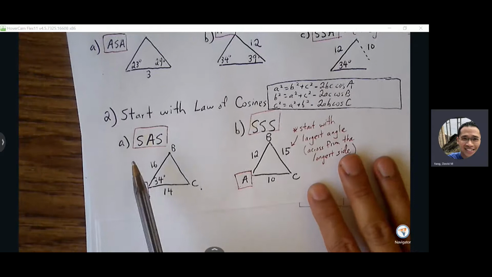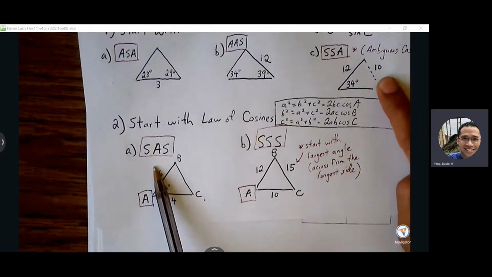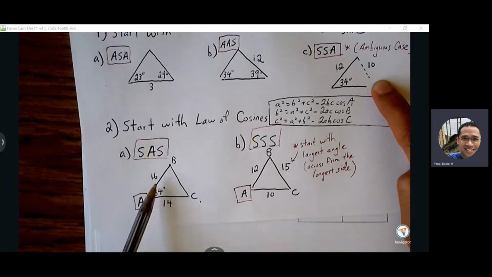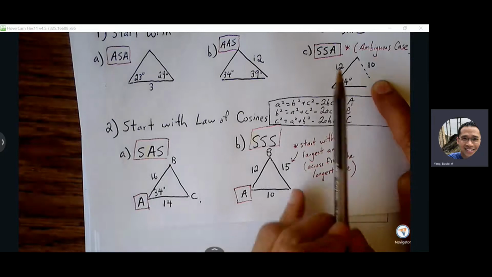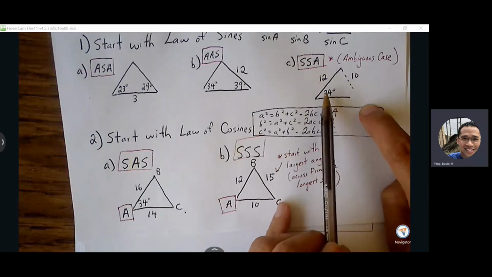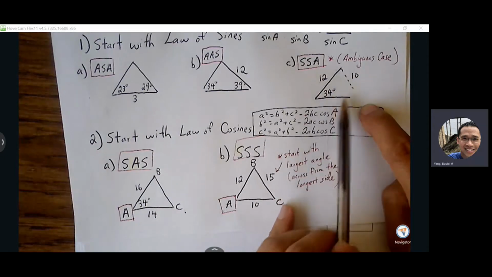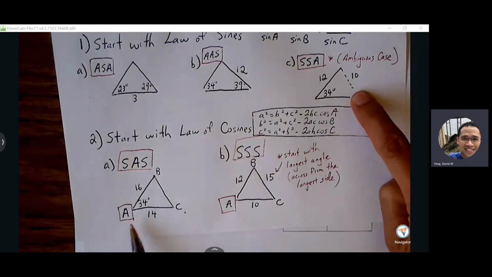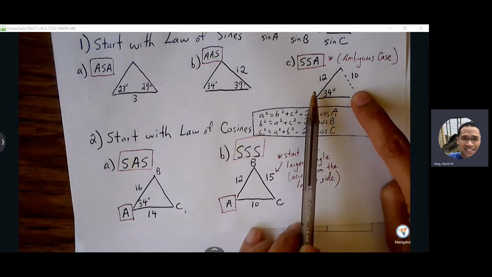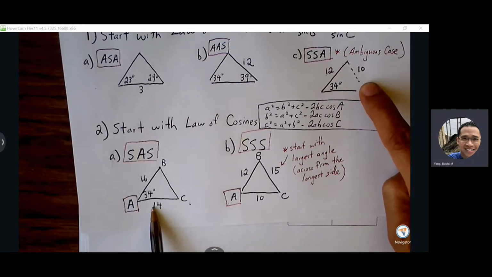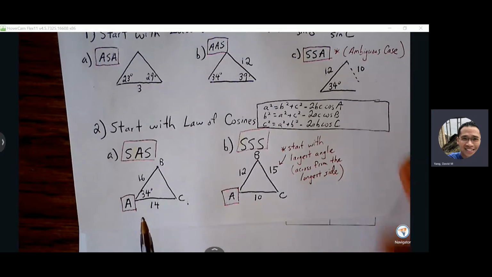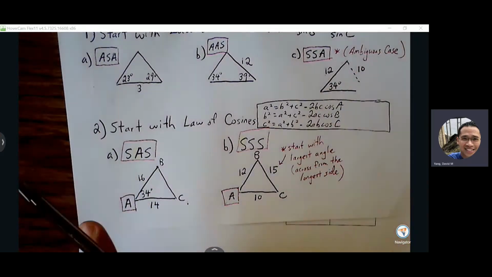I want to make sure that you guys see the difference between side angle side and side side angle. Side angle side, your angle is nicely tucked in between two known sides. Meanwhile, side side angle doesn't have that, right? It has the angle, it has a side, it has a side. It's not between two known sides. So I think the first important thing is, can you guys spot the difference between side angle side and side side angle? Okay, because if you can, then you know instantly which rule to use, right?